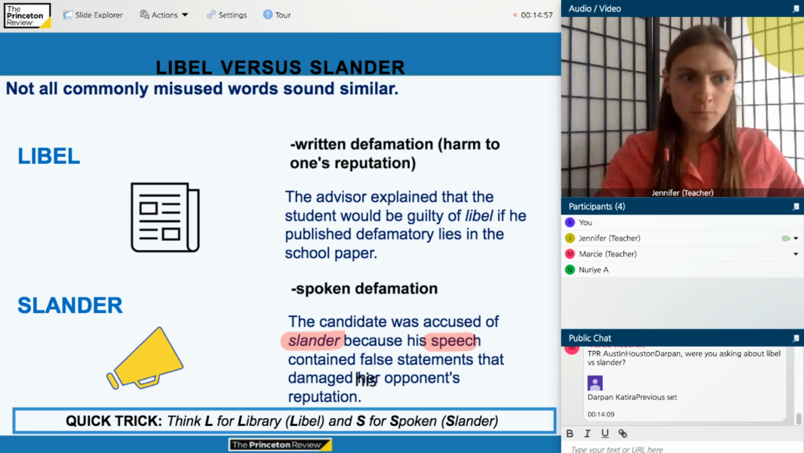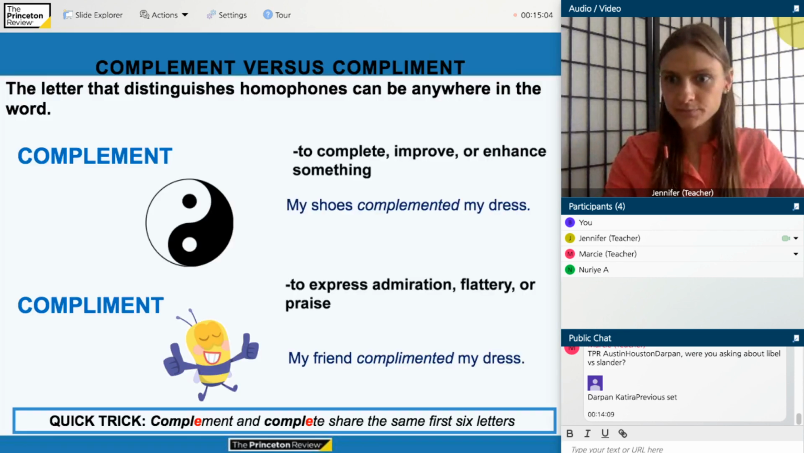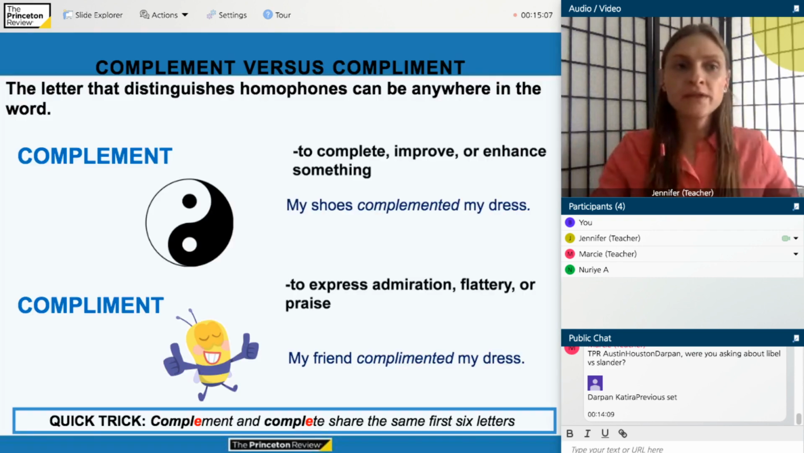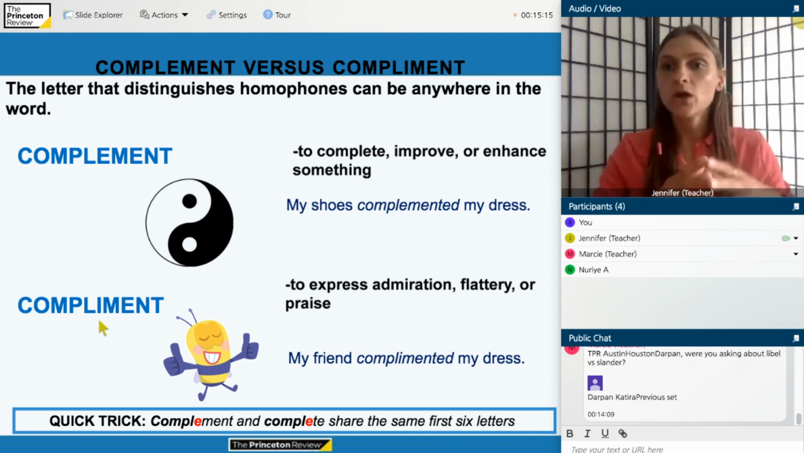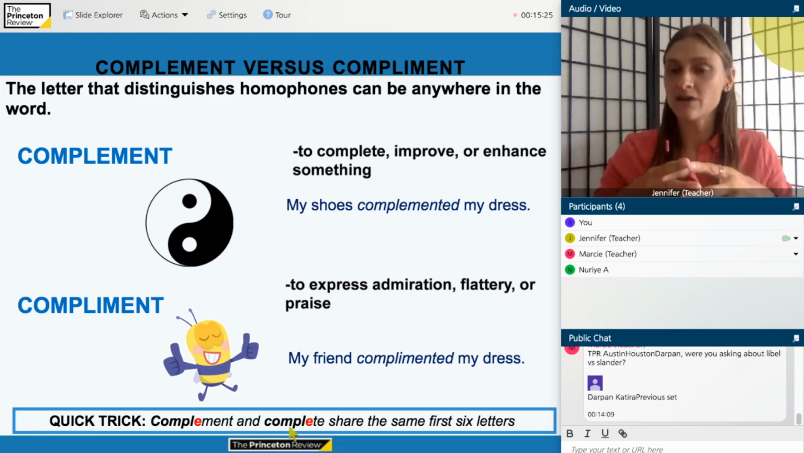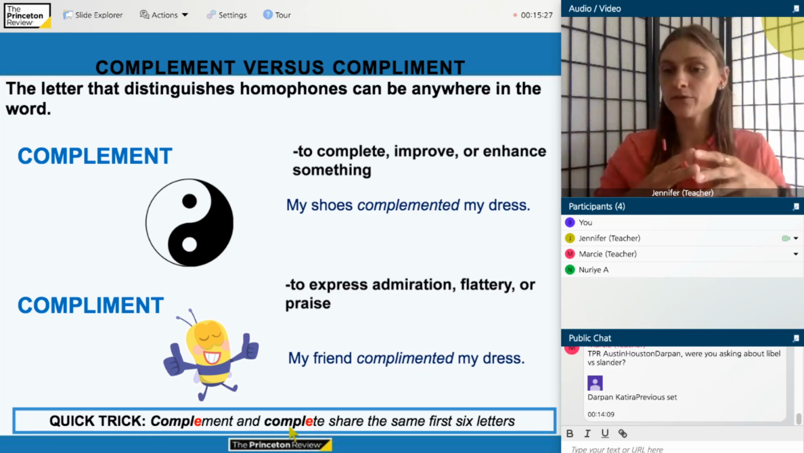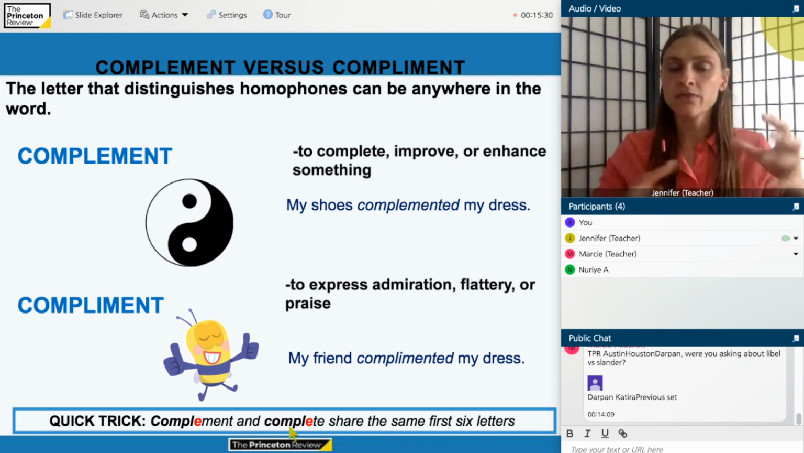And let me go back to the previous slide where Darpin was asking about complement and compliment. Okay, so the E is the only difference, the E versus the I, right? We have the E here and an I here. So if you remember that complement with the E is like the word complete. You could think of the example of my shoes complemented my dress, like the shoes completed my outfit. It just put it all together and it all went together. Or like the yin and the yang, the way that the colors and everything go, they complete each other.